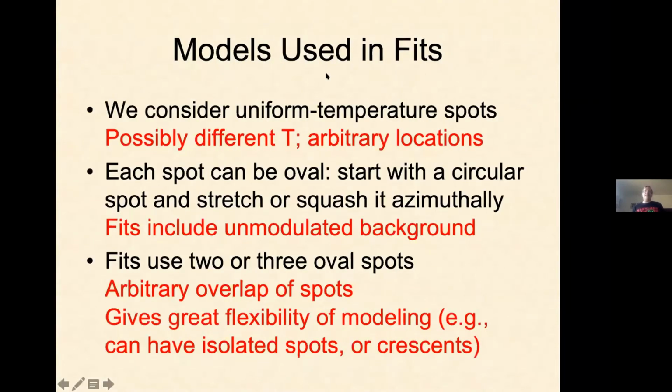With this in mind, I'd now like to tell you about some of the models that we used in our fits. First, we consider uniform temperature spots. The spots can have different temperatures. They can be anywhere on the star, but we assume that these are uniform temperature. At first glance, you might say, this is ridiculous. Of course, the spots cannot be uniform temperature. There's no way you have uniform temperature and a sharp cutoff to the background.